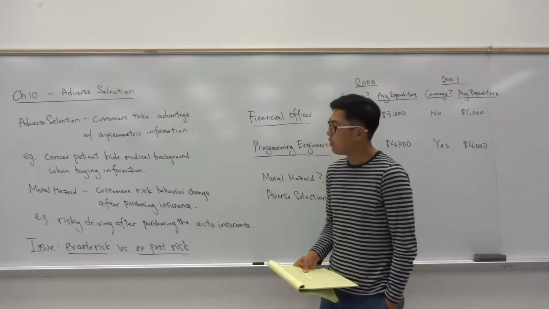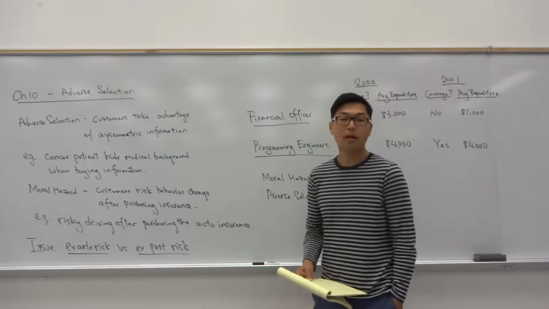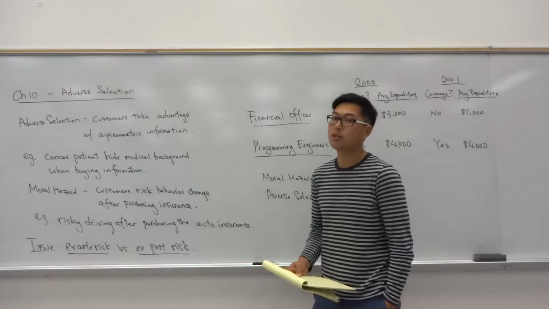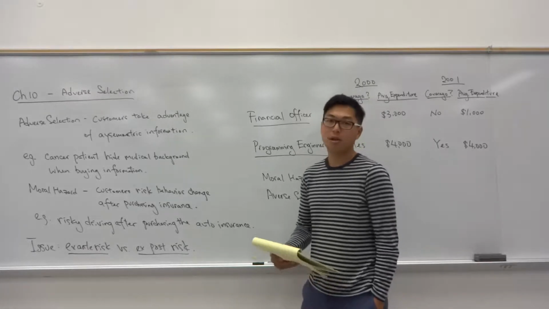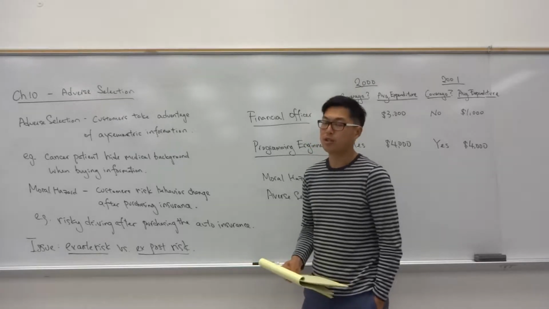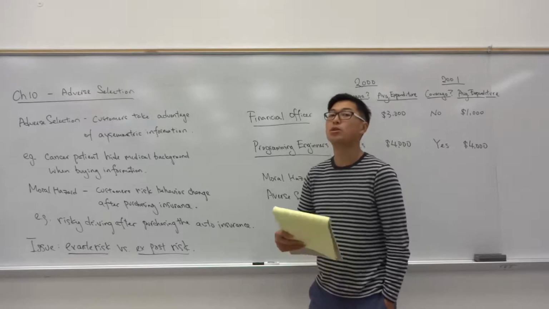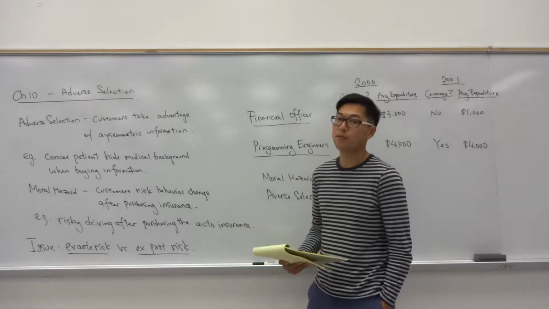In chapter 10, we are going to talk about the problem of adverse selection. We are skipping two chapters that talk about some theories and theoretical models that derive the adverse selection problem. Instead, we are going to jump into this chapter to talk about some evidence we found.